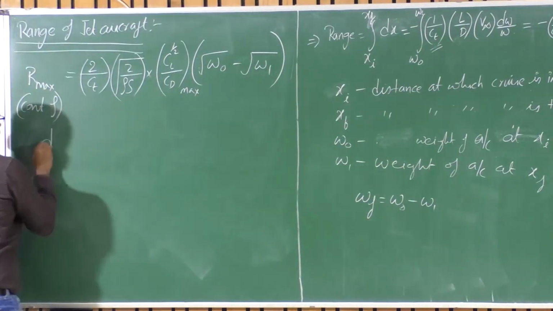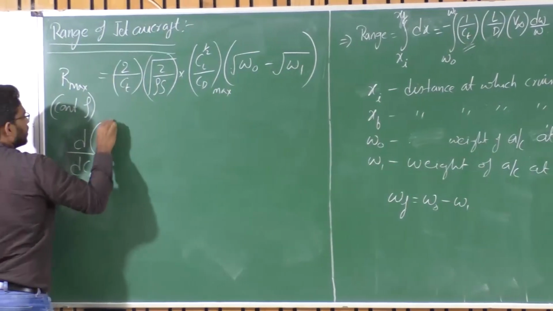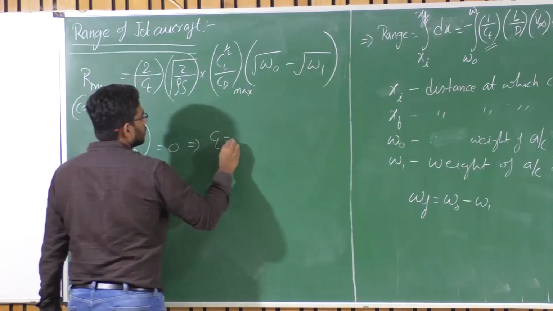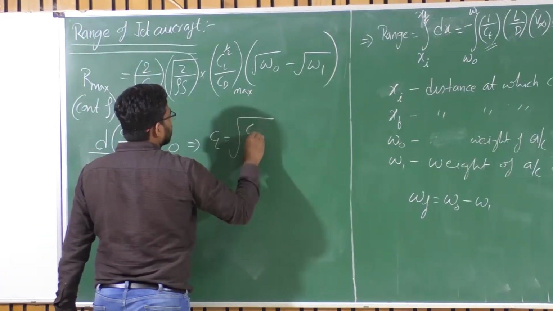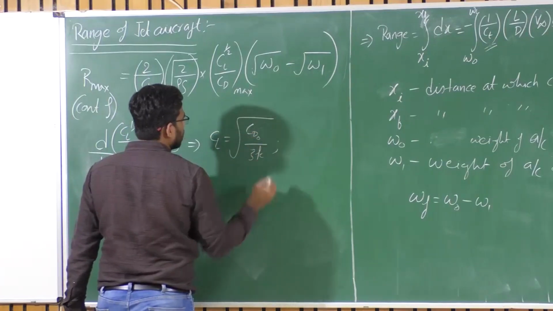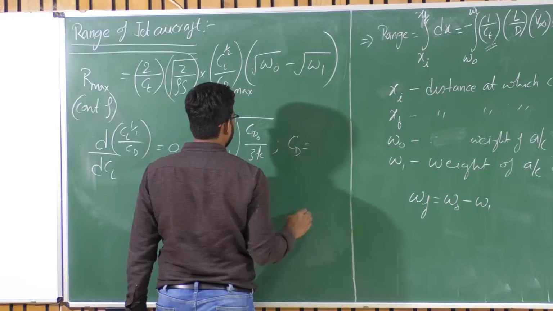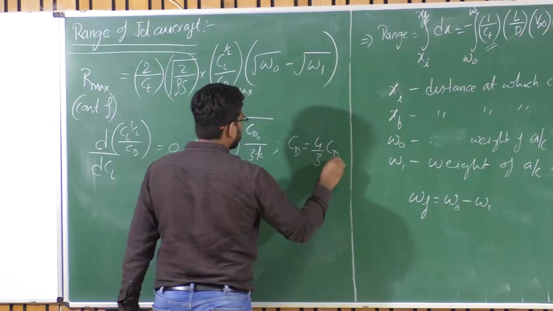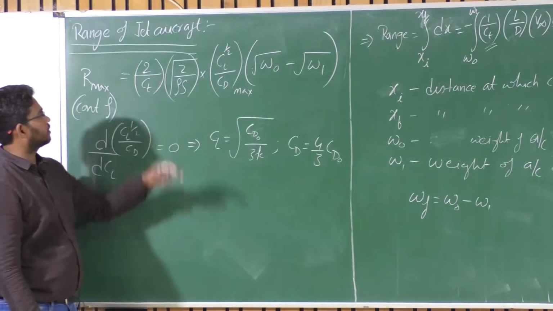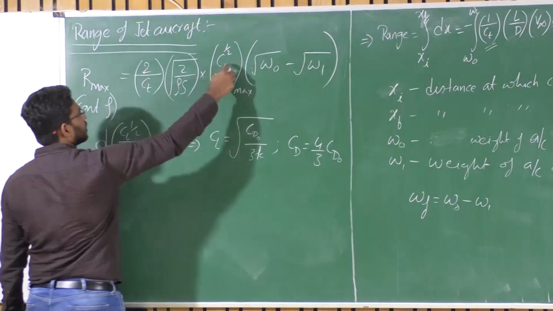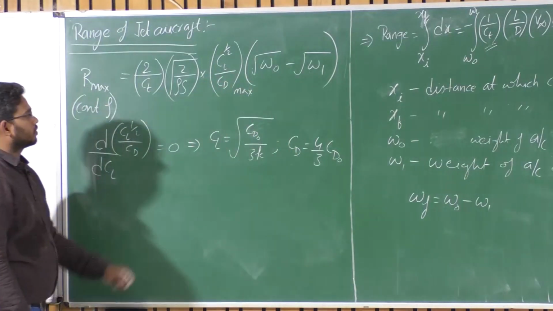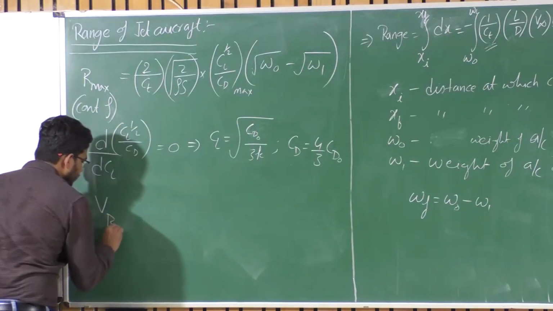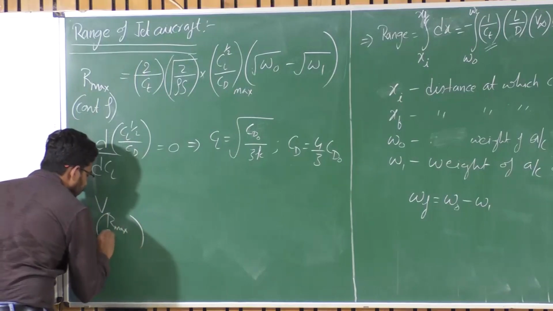So d by dCL of CL power 1 by 2 by CD has to be 0. That is when we get CL equal to root over CD0 upon 3k and CD equal to 4/3 CD0, I guess. So these are the two conditions for maximum range. If you substitute this CL value and CD value here, you will get the maximum range at constant altitude. So what will be the corresponding velocity for Rmax when rho is constant?